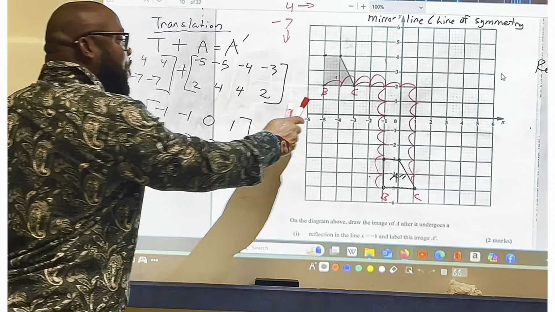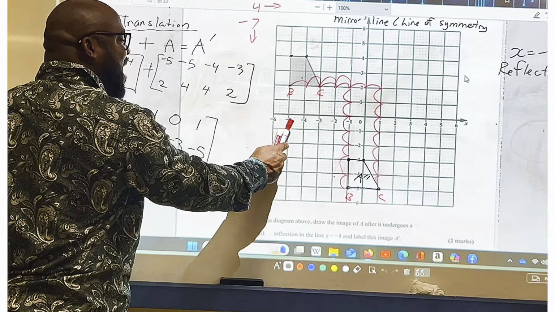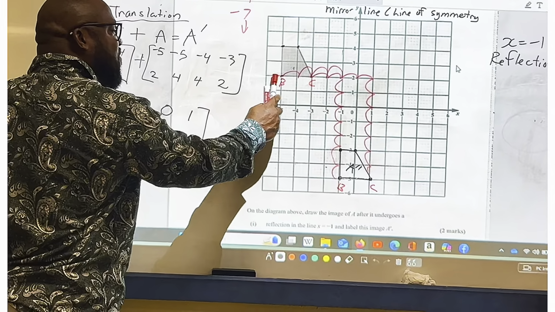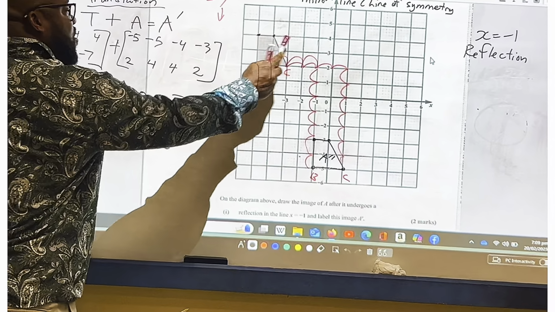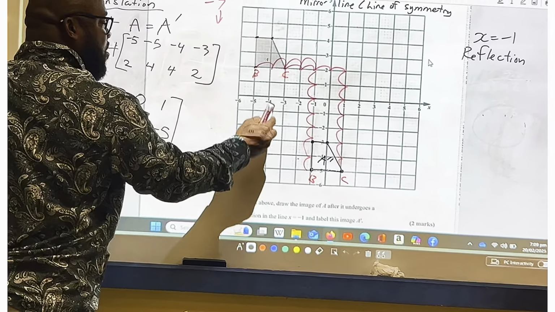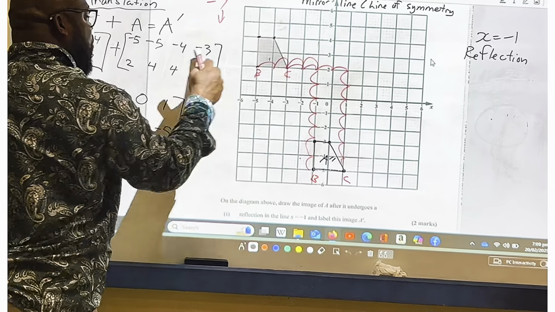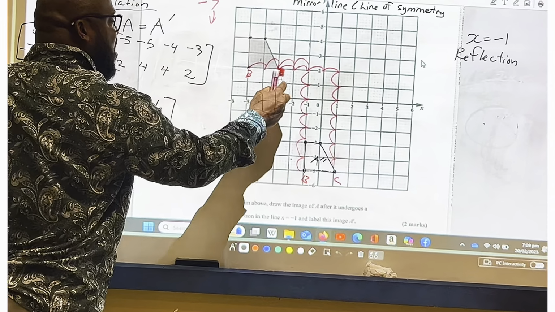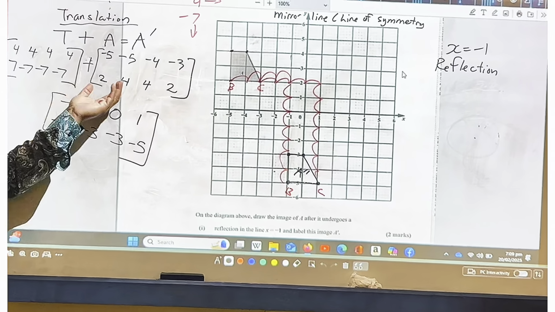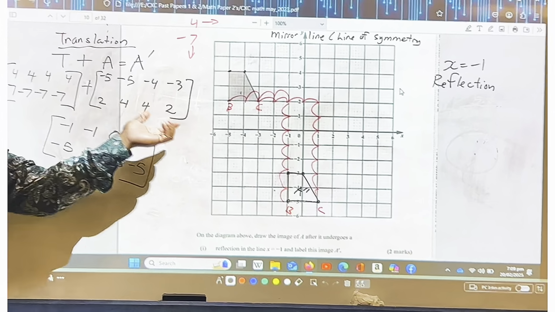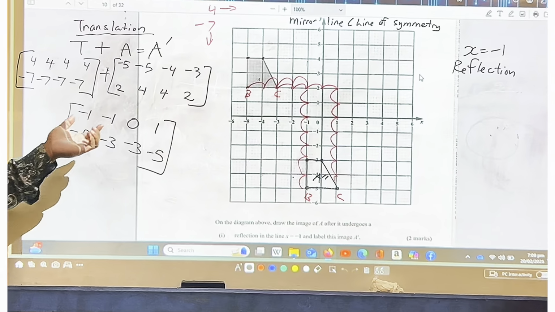Plus the different points. Let's count the points, guys. Class, come on. Negative 5, 2. Negative 5, 4. Negative 4, 4. Negative 3, 2. And why is it 4 and 4? Because you can't add unless you have the same order. They have to be the same size.